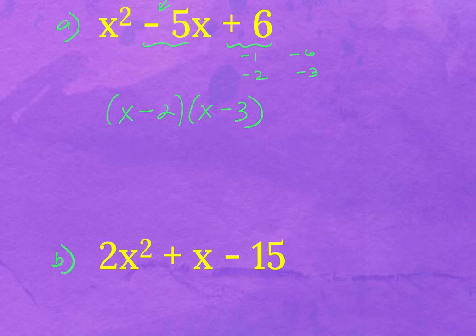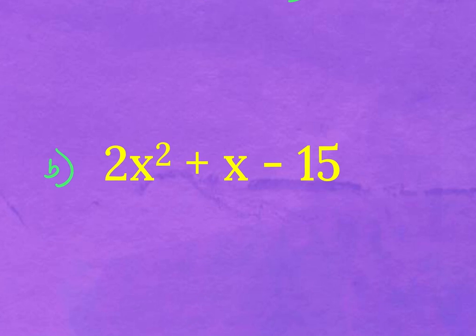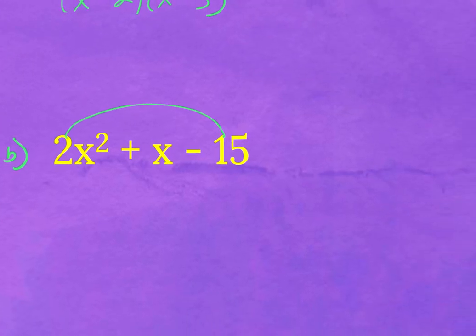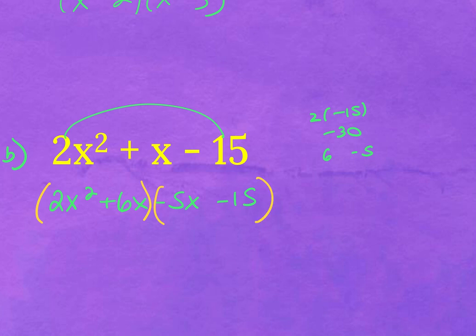So like B, I can't take anything out, but there's a term on the front. They're not perfect squares. So this is my first times last. So 2 times -15 is -30. Factors of -30 that sum to 1. 6 and -5. Good. Replace the middle term with them. And then factor by grouping and watch your signs here. That negative stays on the 5.